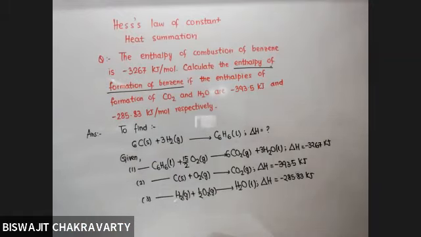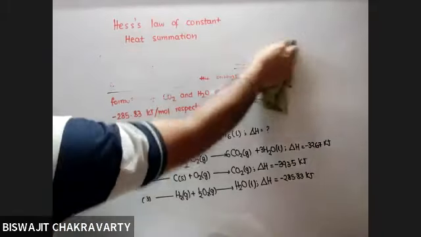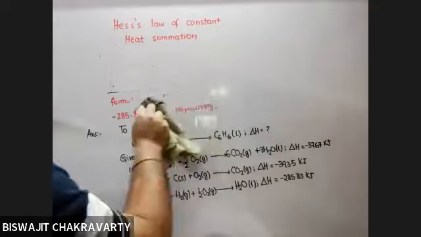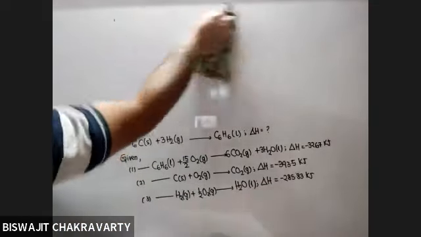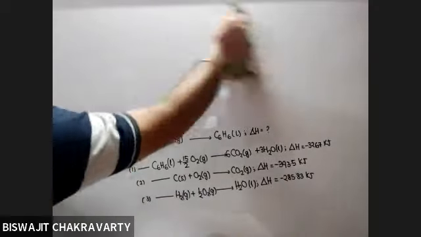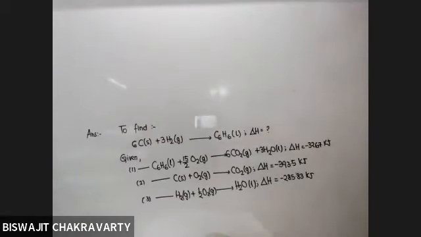But according to the given equation, benzene is present in which side? According to the equation 1, where is benzene? Left hand side. But actually, where is benzene required according to the demand of the situation? Right hand side. So for that, we need to reverse equation 1.